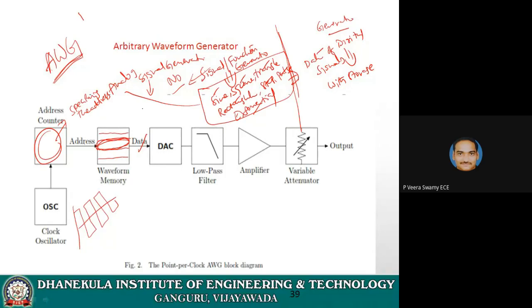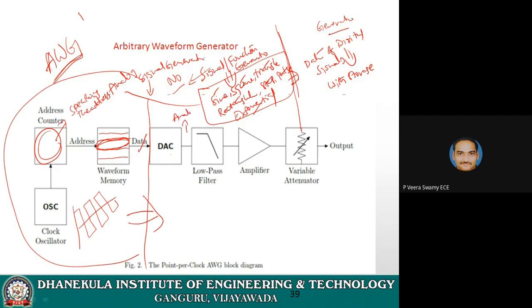Actually, up to here the AWG process is over. This particular block is nothing but the AWG converter. Later, this is for our analog conversion: the digital to analog converter. So here the information is analog. And this is a filter for selecting the specific signal. And this is the amplifier and attenuator. These two are for fixing the voltages.